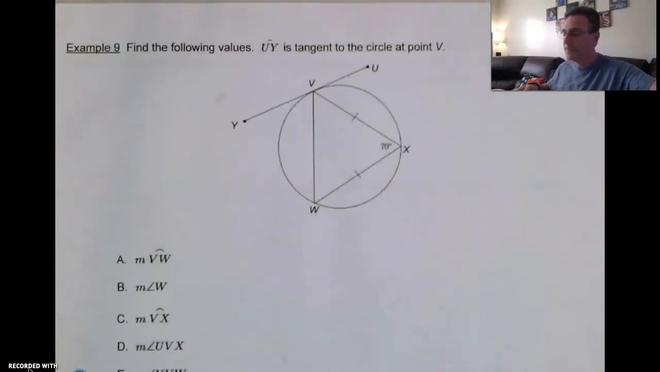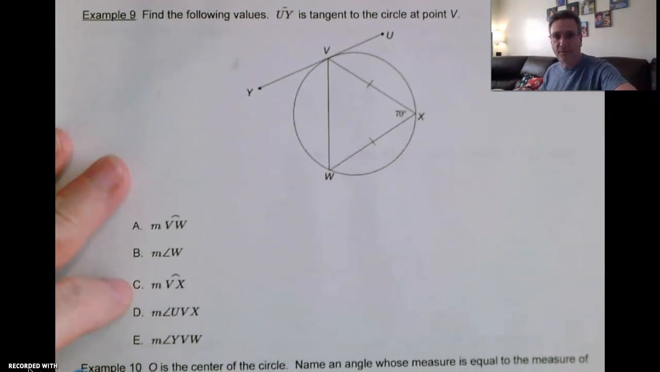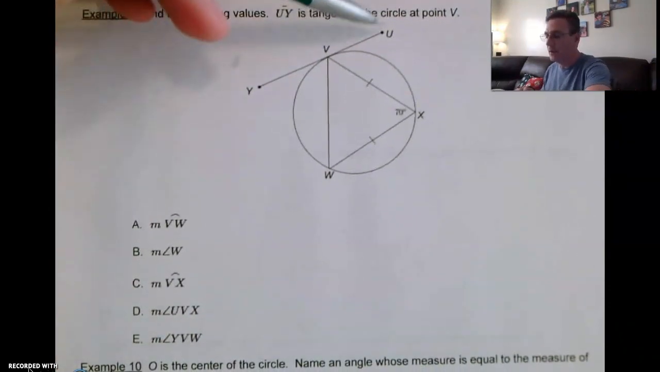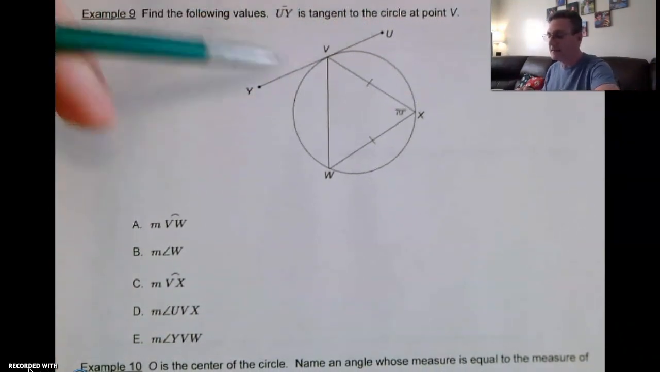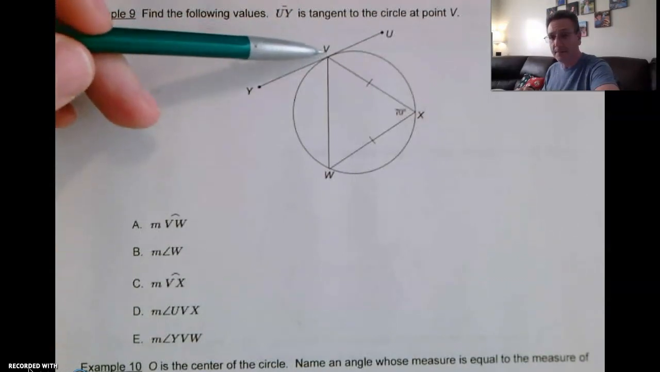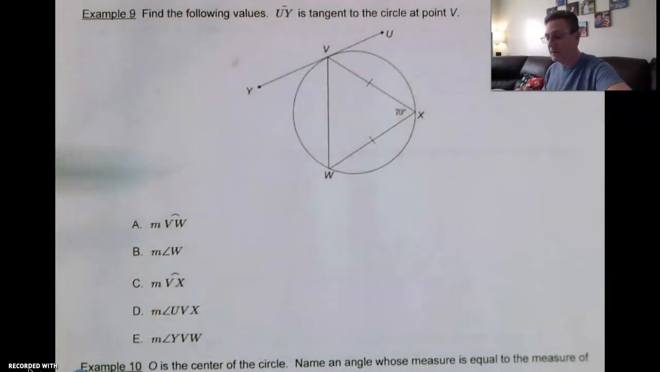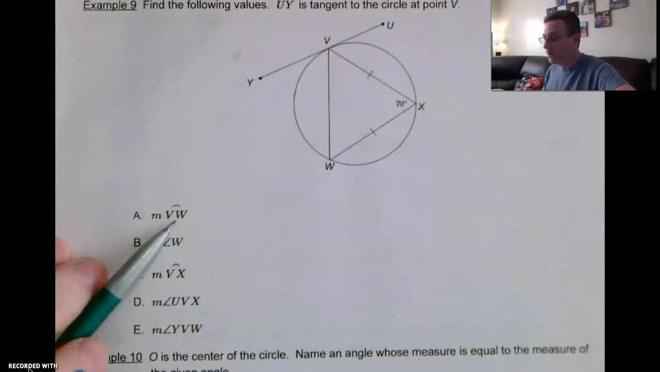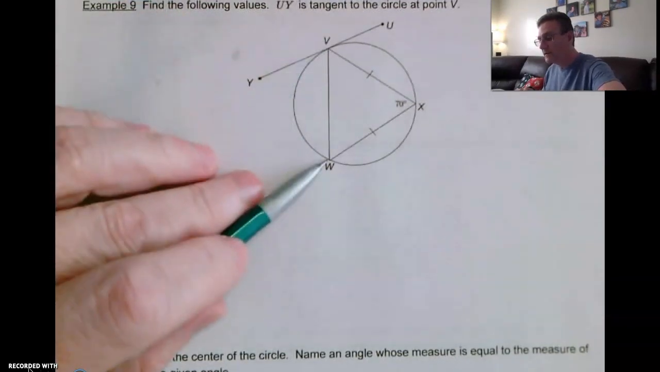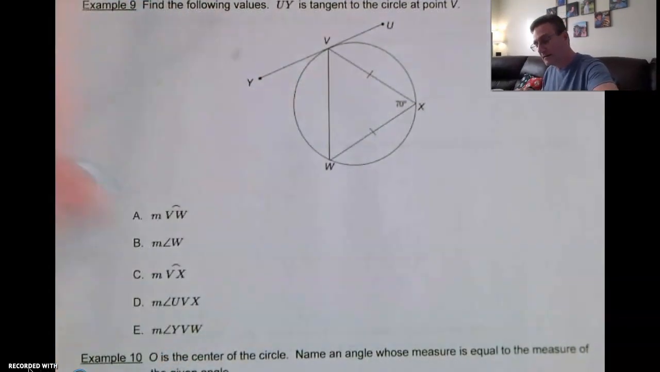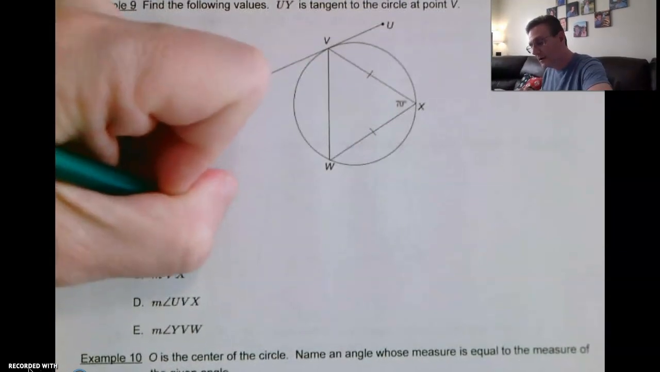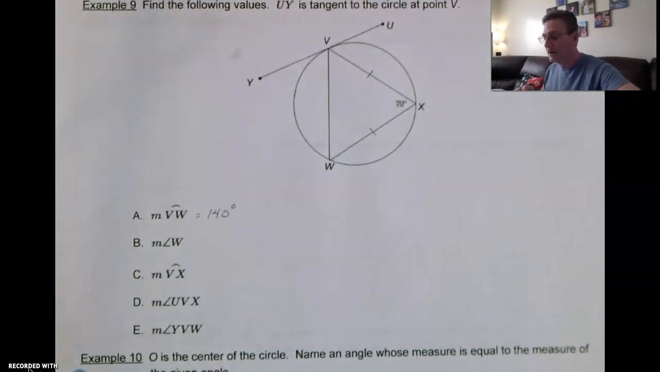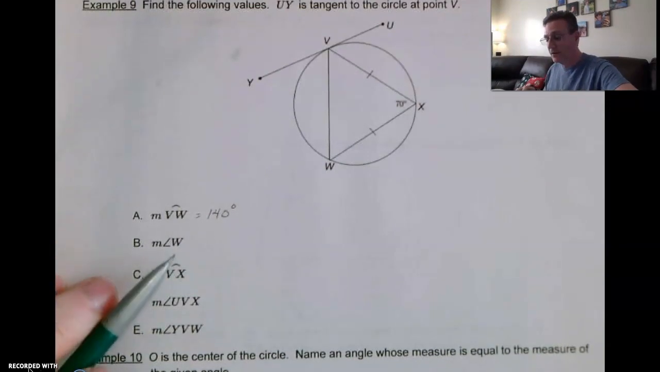Example 9. Find the following values. UY is tangent to the circle at point V. We have a couple congruents, and we've got 70 degrees here. Okay, so find the measure of arc VW. VW is here. It's twice the 70 degrees. It's 140 degrees.